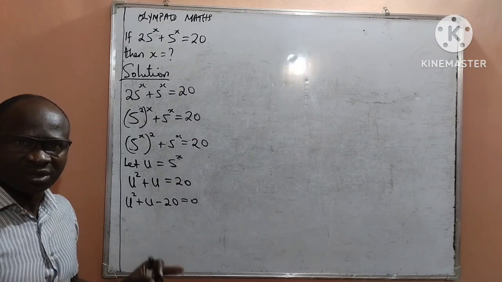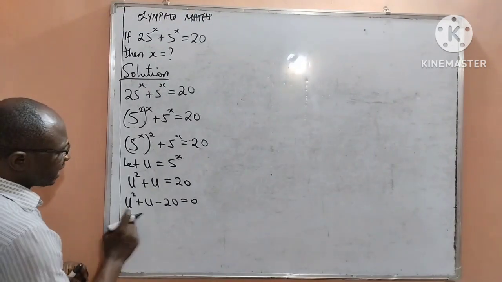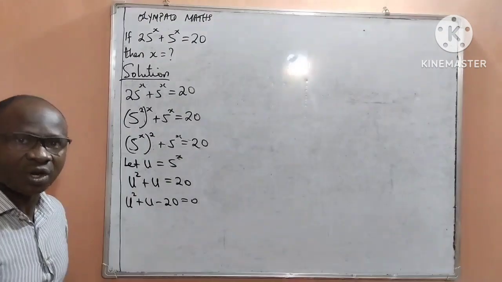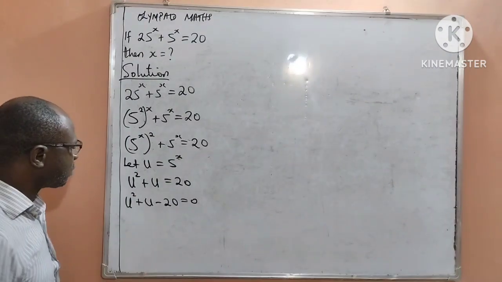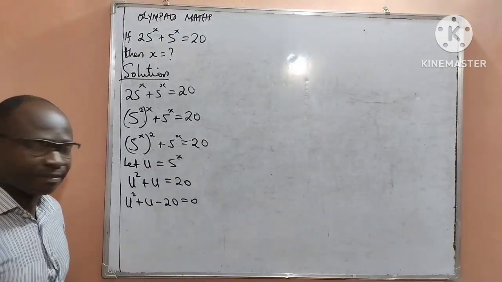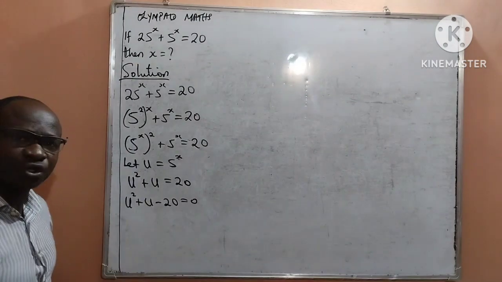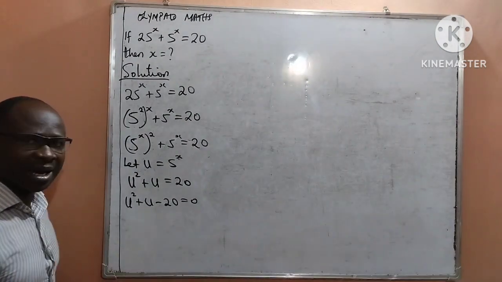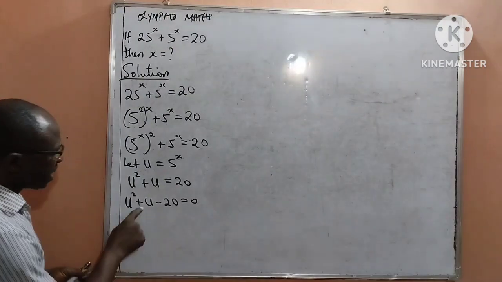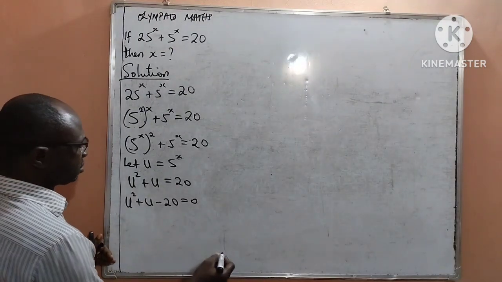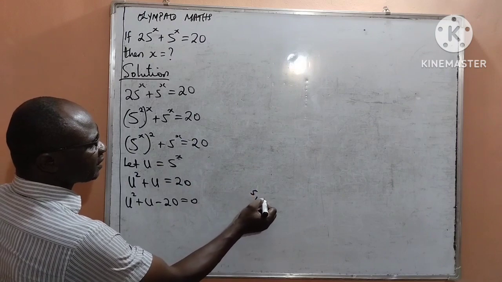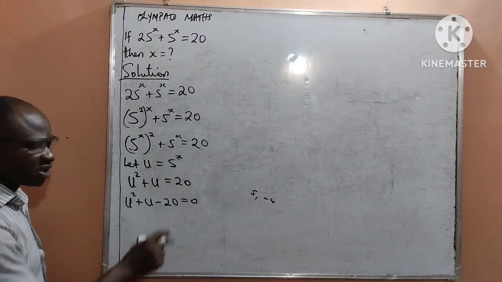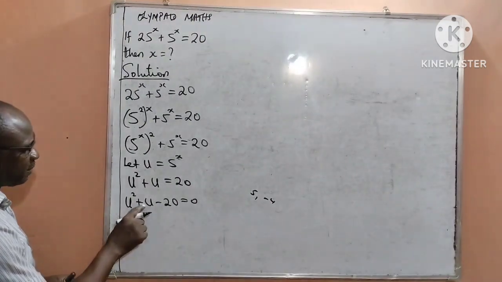It is a typical quadratic equation. I can now solve this quadratic equation by any of the methods of solving quadratic equations. Let us go by maybe the factorization method. Looking for two numbers I can multiply to get minus 20, and when I add those same two numbers, I get plus 1. That means 5 and minus 4. If I multiply these two values, I'll get minus 20. When I add them, I will get plus 1.